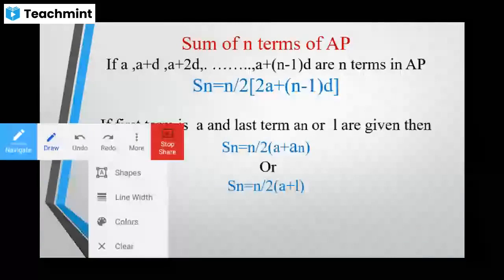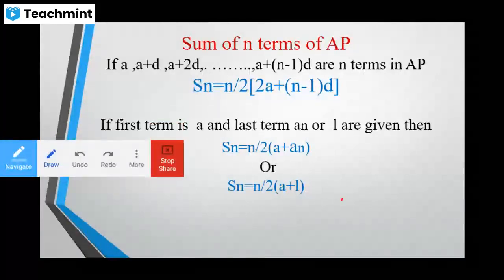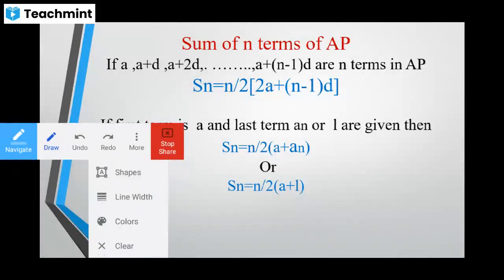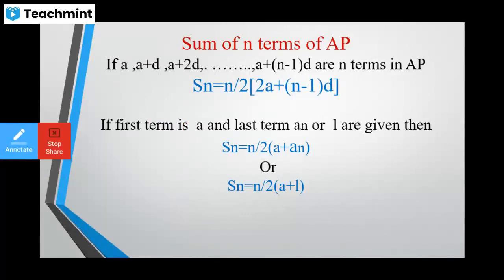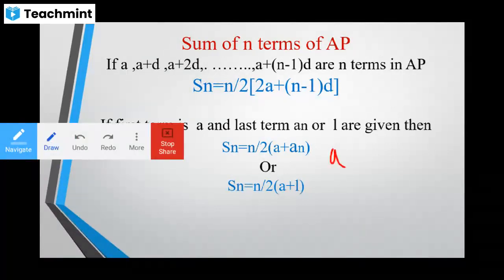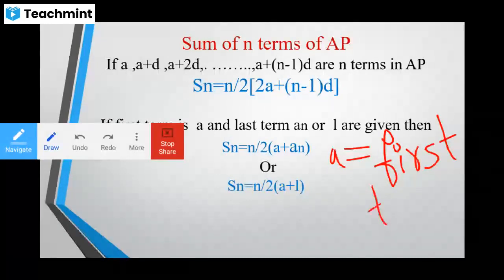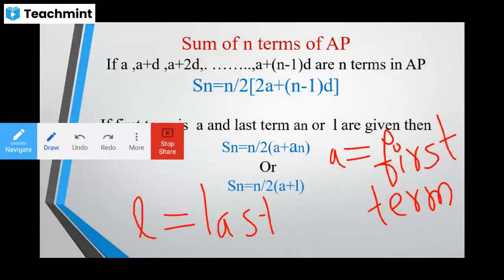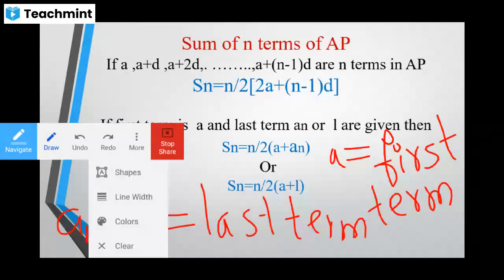Where a is the first term, and l is the last term, or a_n is the last term. Both we call l for last term. This formula is useful when the last term is given. I am underlining with the yellow box.